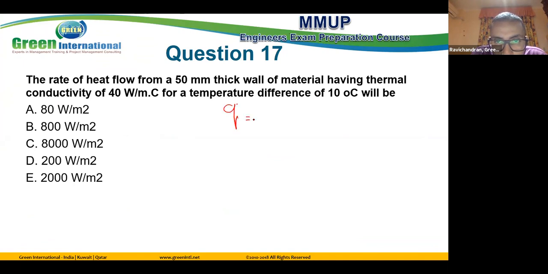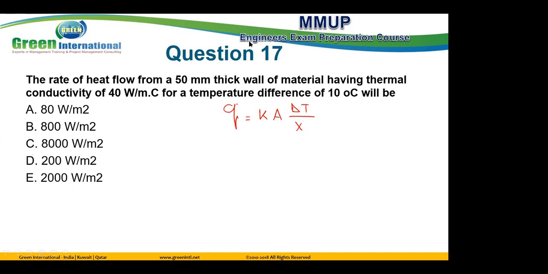Q dot is equal to K A delta T by X. Solve it, please. I give you 2 minutes to solve. 1 minute is enough: half a minute to read, 1 minute to solve. I wait for you. Anyone get it? No one get it?